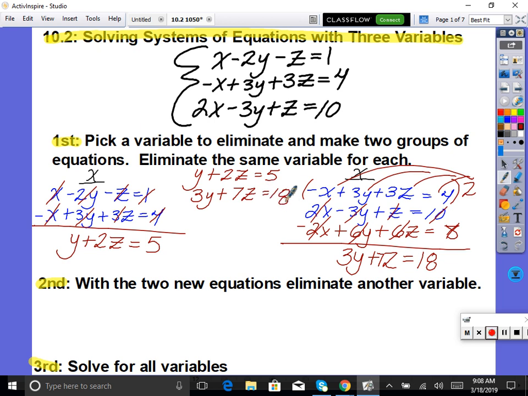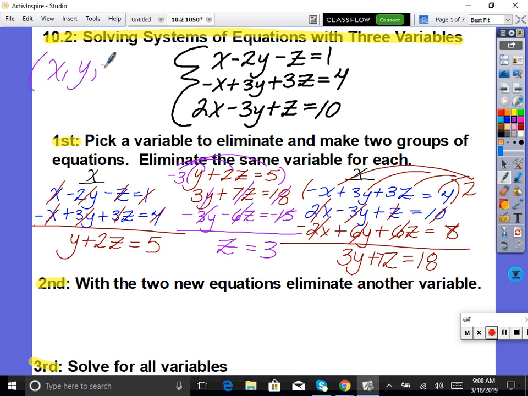So which variable now would you prefer? Okay, so we'll take and times the top one by, if you want to get rid of y, times by negative 3. So then we have negative 3y minus 6z equals negative 15. Adding straight down, we get 1z, don't we? Z equals 3. Now guys, we write answers as x, y, z points. So we just found our z value.